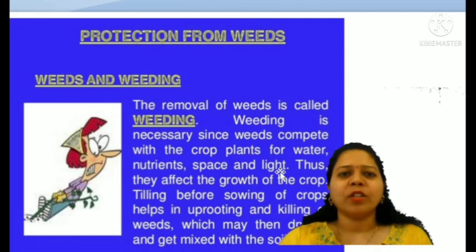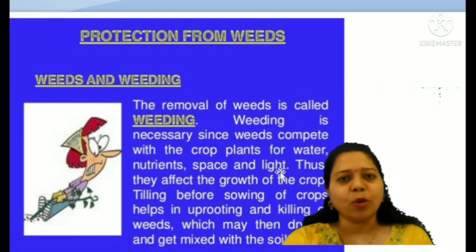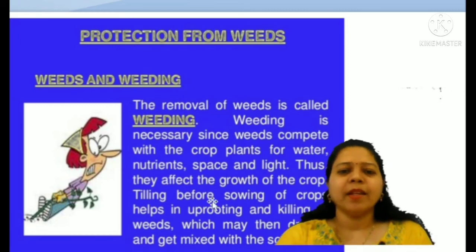Whatever water, nutrients, and sunlight are provided to the crop are taken by the weeds, and that's why a sufficient amount of these things does not reach the crops. So we need to remove those weeds, and after that the crops we are growing will get proper nutrients, water and sunlight. Thus, weeds affect the growth of the crop, and tilling before sowing of crops helps in uprooting and killing the weeds, which may then dry up and get mixed with the soil.